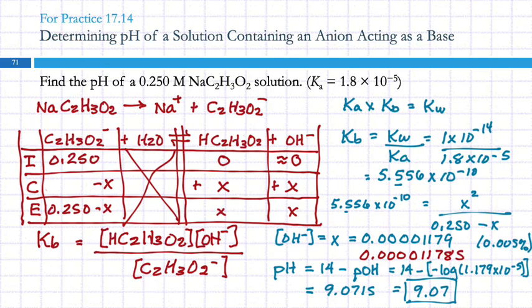Did you get that number? Is that a reasonable number? Here we have the conjugate base of a weak acid. We've talked about how it acts as a base. So then we expect the pH to be above 7, right? Because it's acting as a base. Any questions?